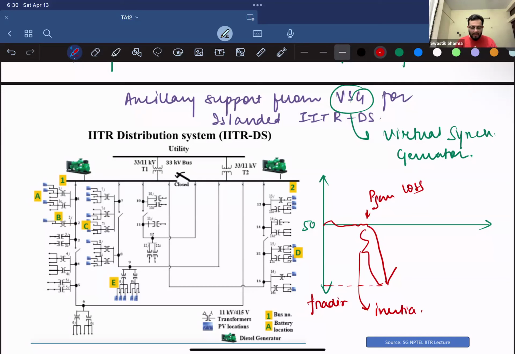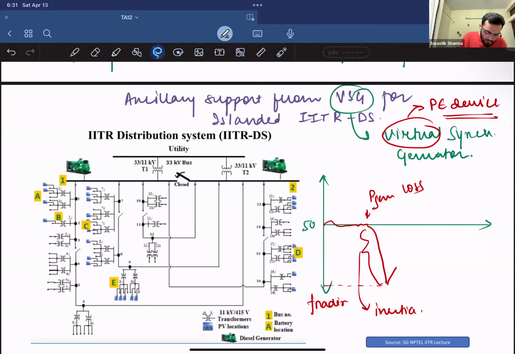And to control that, you need to have some kind of a virtual synchronous generator, and it's called virtual because, again, it's still a power electronic device, but it's controlled in such a way that it acts or mimics the properties of a synchronous generator. So, the instructor took the case of IIT Roorkee's distribution system.